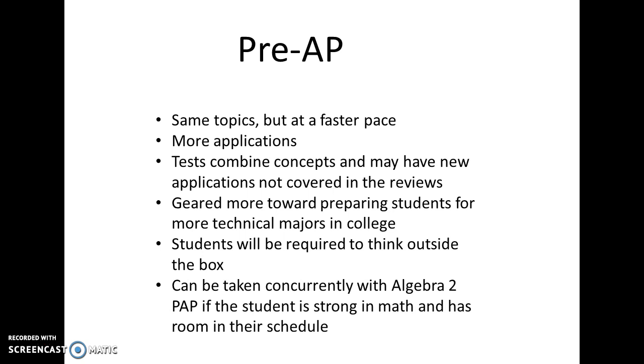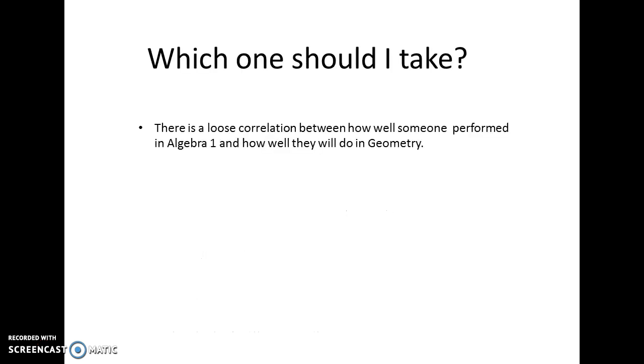One of the things about pre-AP geometry is it can be taken concurrently with Algebra 2 pre-AP if the student is very strong in math and has room in their schedule for it. I've had a few students over the years that do this, and most of them have been very successful doing that. So which one should you take?